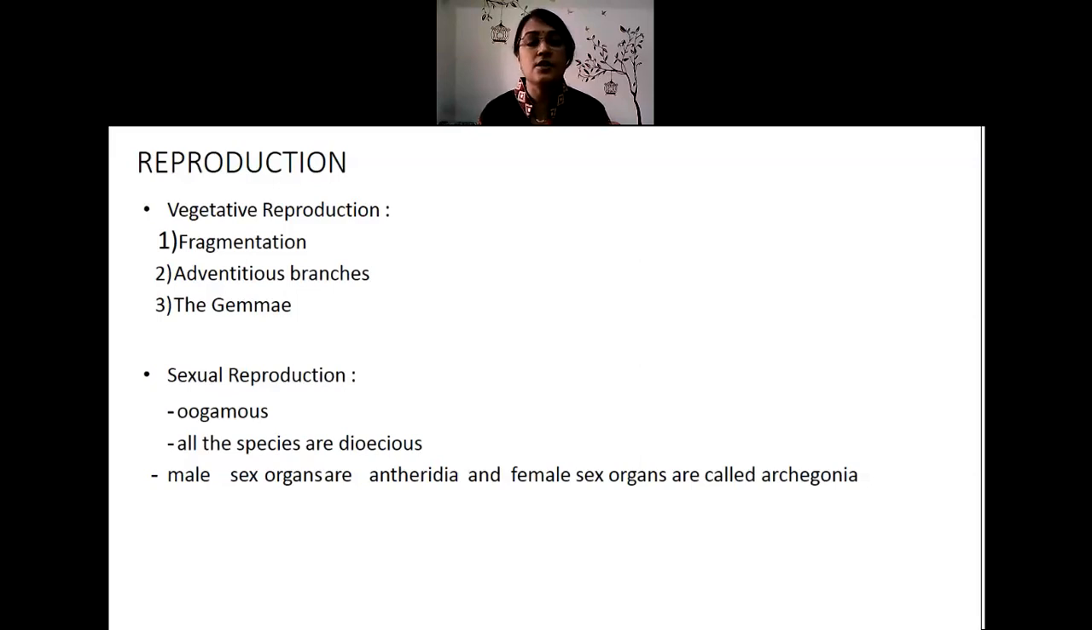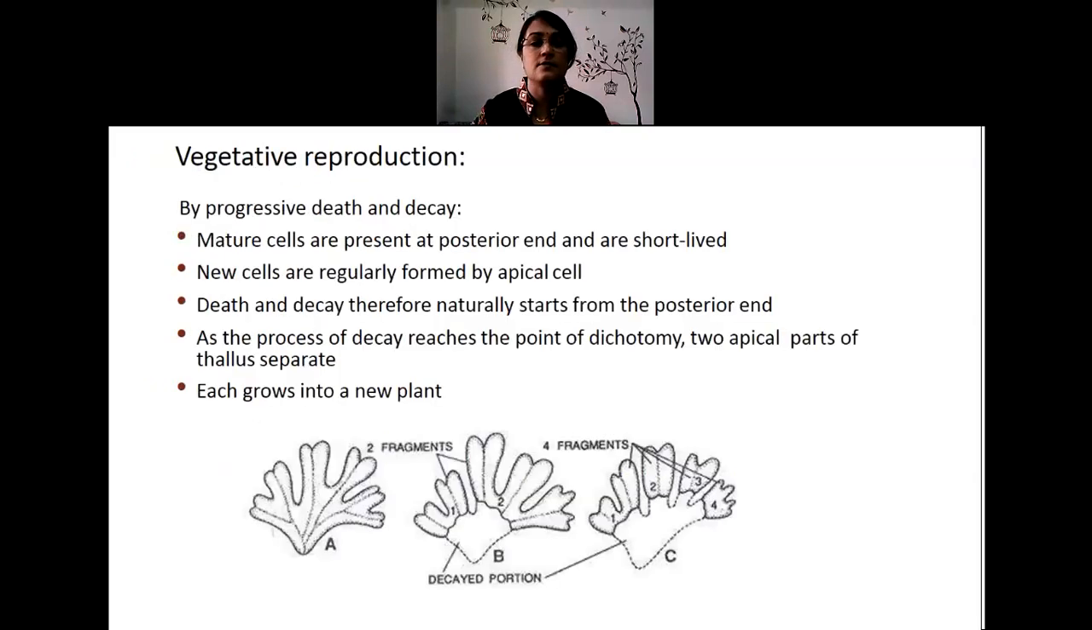And coming to sexual reproduction, it is oogamous. All the species of Marchantia are dioecious. The male sex organs are the antheridia, and the female sex organs are called archegonia, which are produced on the male thallus and the female thallus respectively.